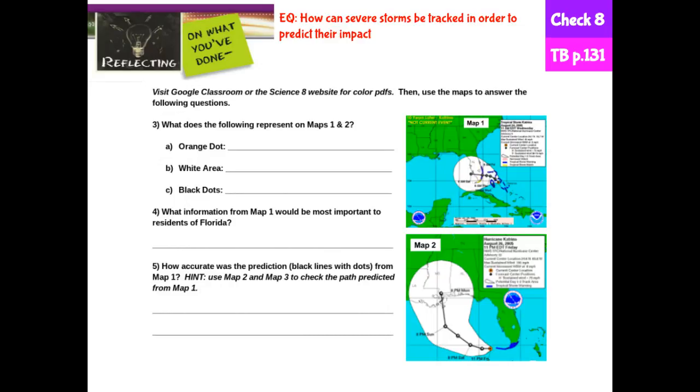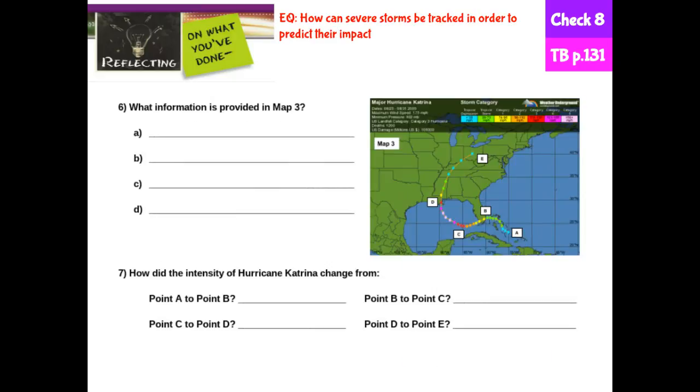The first one is, what does the following represent in maps 1 and 2? So you're going to be looking at the key there. And then, what information from map 1 would be most important to Florida residents? And then looking at map 1 and comparing it to maps 2 and 3, compare how accurate map 1 was. Number 6 is looking at map number 3 and figuring out 4 pieces of information that map can provide.